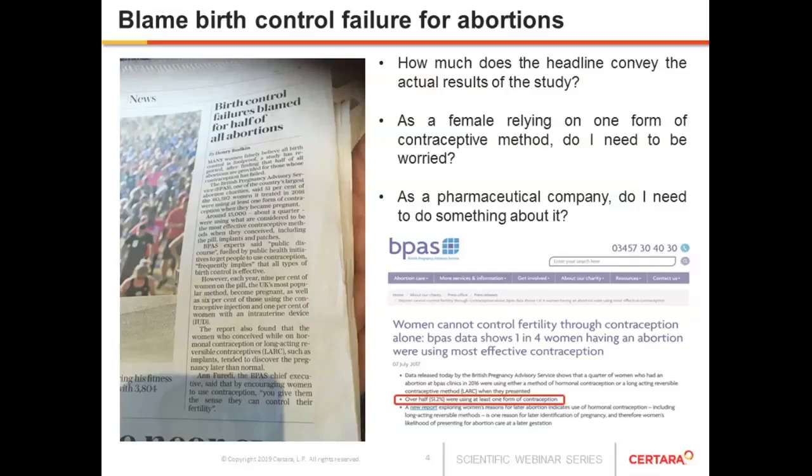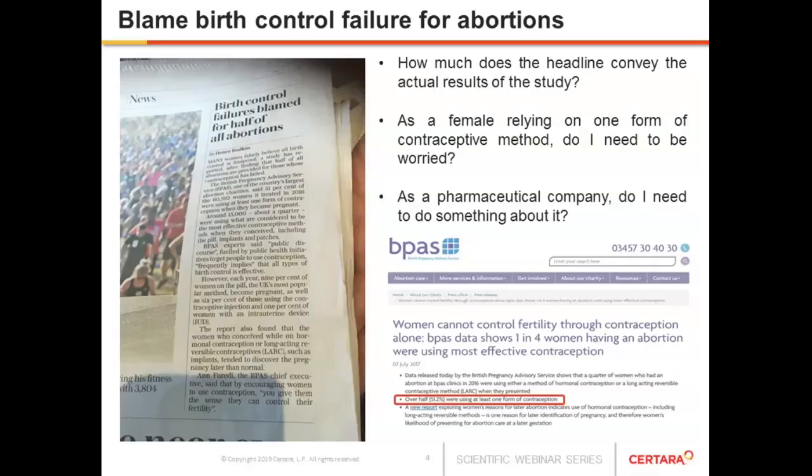So, at the beginning of this project, we were trying to develop a model for ethinylestradiol. And around that time, this article was published in the Times. And the title of the article was Birth Control Failures Blamed for Half of All Abortions. So, because we were already looking at ethinylestradiol, it kind of raised the red flag.